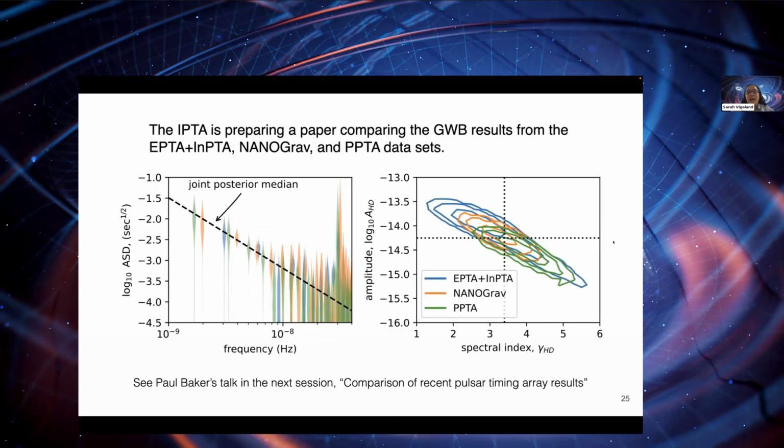The IPTA is preparing a paper comparing the gravitational wave background results from the combined IPTA and NPTA data set, the NANOGrav data set, and the PPTA data set. So these are some preliminary results that show that the power spectrum for the gravitational wave background are broadly consistent across the different data sets. And for more details, please see Paul Baker's talk in the next session.